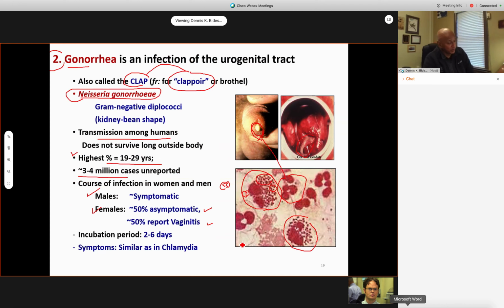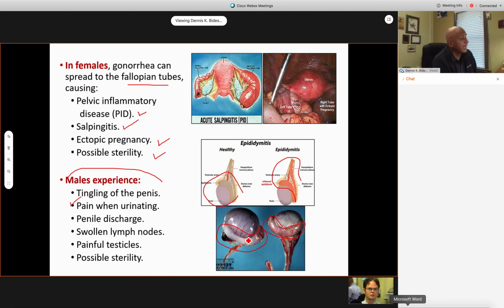And of course, it's easy to culture this organism in the laboratory. It takes about 2 or 3 days. It takes a while for it to grow, but unlike chlamydia, which you can't culture routinely, this one can grow relatively easily in the lab. All right.